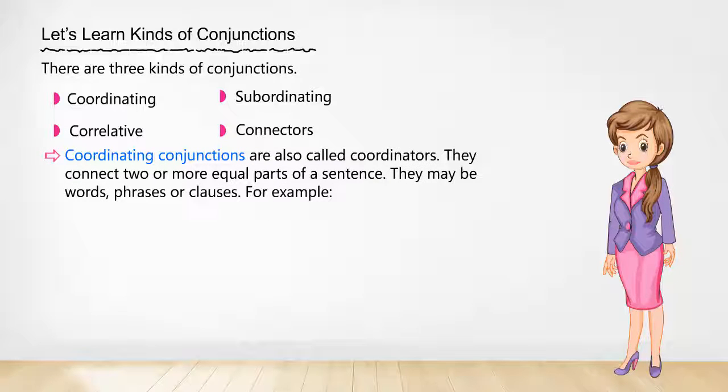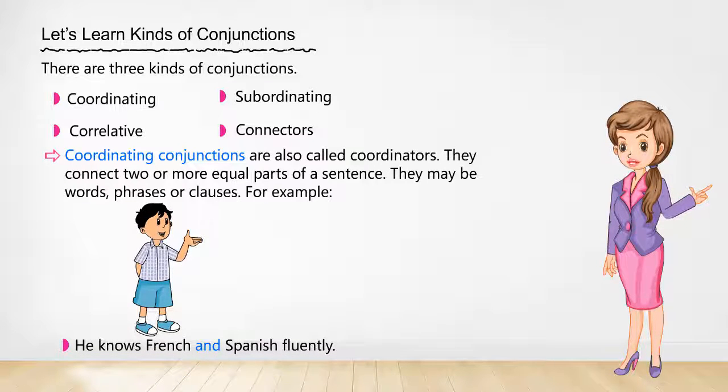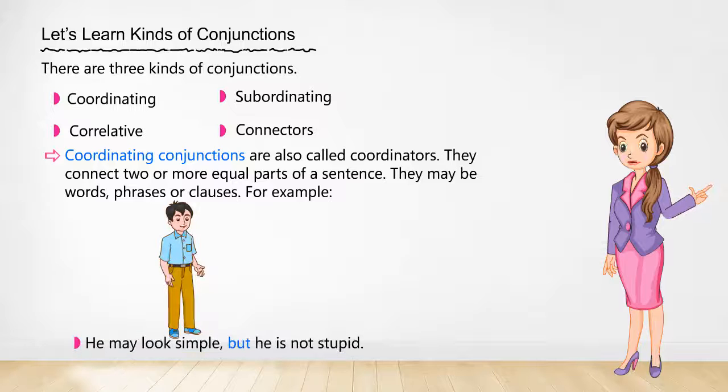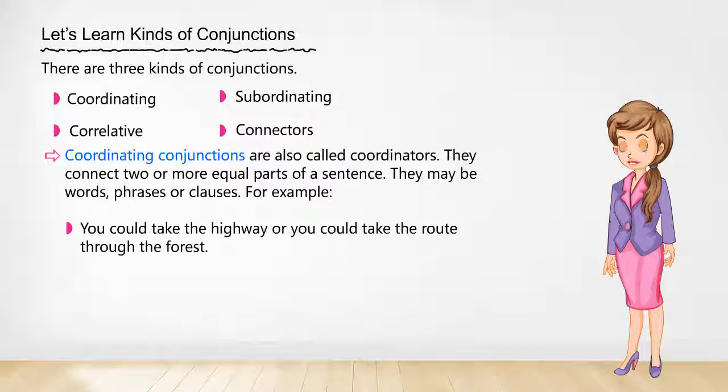Coordinating conjunctions are also called coordinators. They connect two or more equal parts of a sentence. They may be words, phrases, or clauses. For example, he knows French and Spanish fluently. He may look simple, but he's not stupid. You could take the highway or you could take the route through the forest.